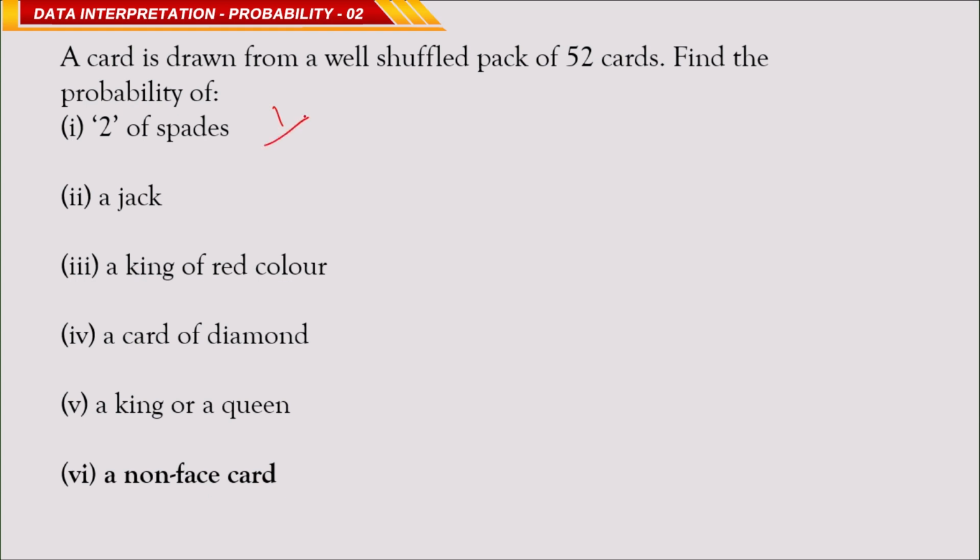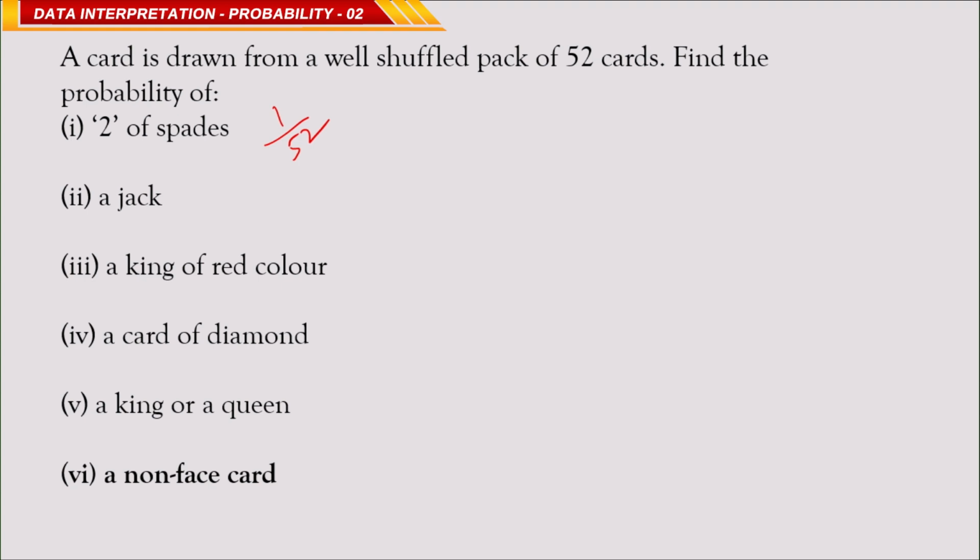Total cards are how much? 52. So, that is 1 by 52. The probability of getting the card having 2 of spade is 1 by 52. What is the probability of getting a 2? Here there are 4 2's possible, so we can say 4 by 52, of course 1 by 13, but it is clearly mentioned 2 of spades, which means 1 by 52.